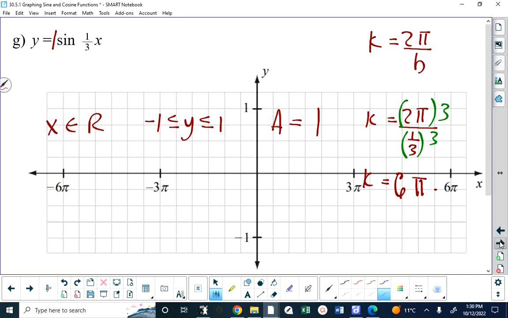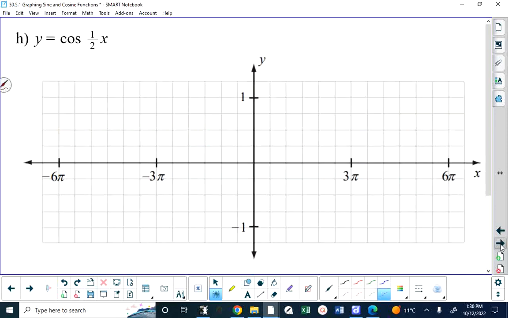Sine of x has a period of 2 pi. B is 1/3 here, which means we're stretching things by a factor of 3. 2 pi times 3 is 6 pi. Finally, I'm not going to exactly race through the examples after we're done with this, but you should be able to do the examples very quickly.